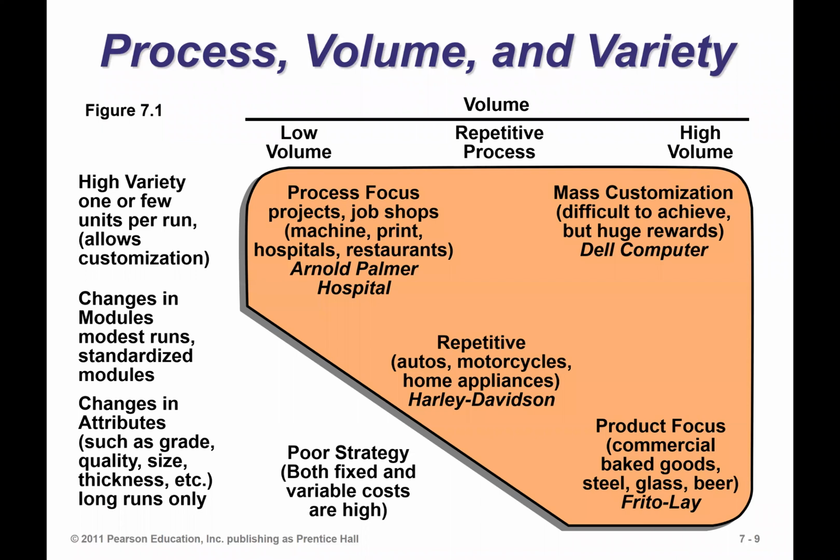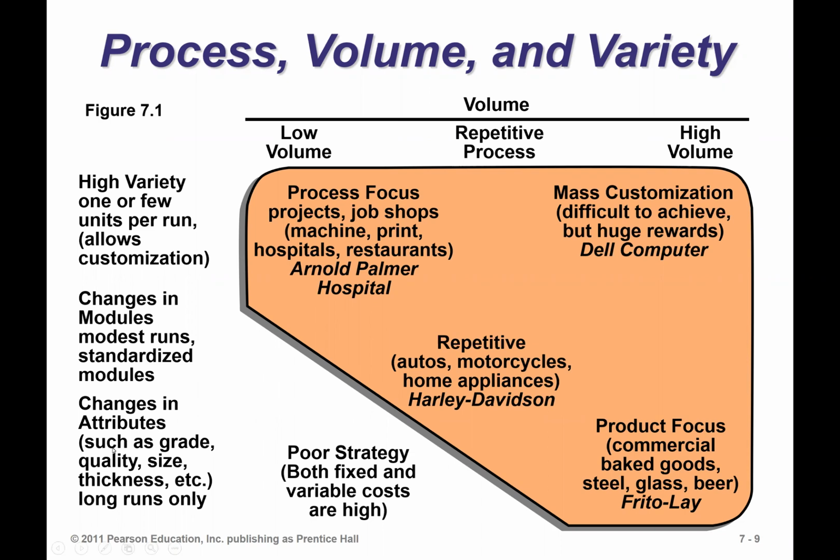If we look at this diagram, what we're seeing is the volume of things that you're producing here, and here, the variety of the things that you're going to be producing. So you have high variety, 1 or few units per run. Then there are changes in the modules, modest runs of standardized modules, changes in attributes such as grade, quality, size, thickness, etc. But you have long runs.